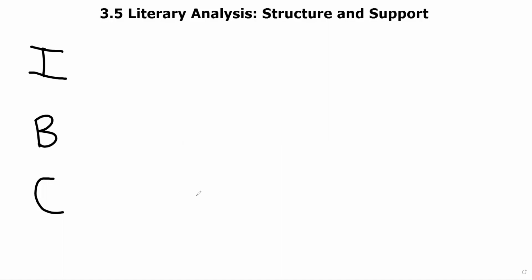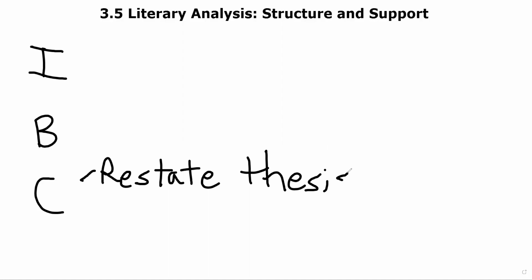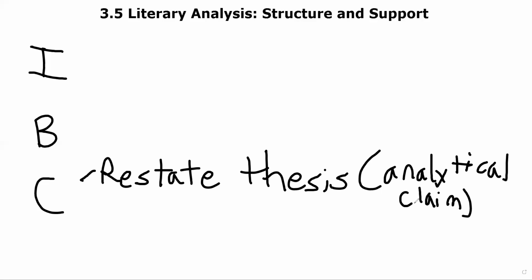So we want to answer the so what. Why does Fitzgerald want us to take that message away? Why does he think that's very important? So obviously in the conclusion, we would restate our thesis statement, this being our analytical claim. And we also want to answer that so what question.